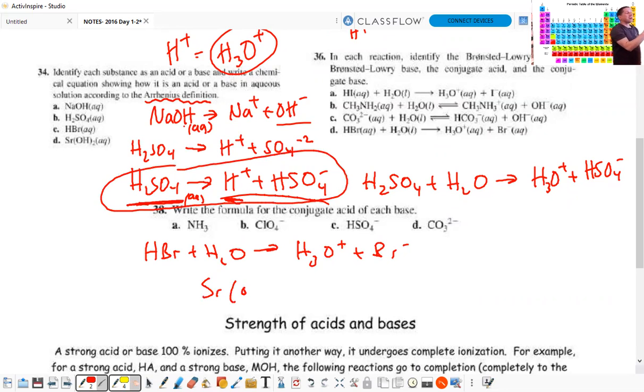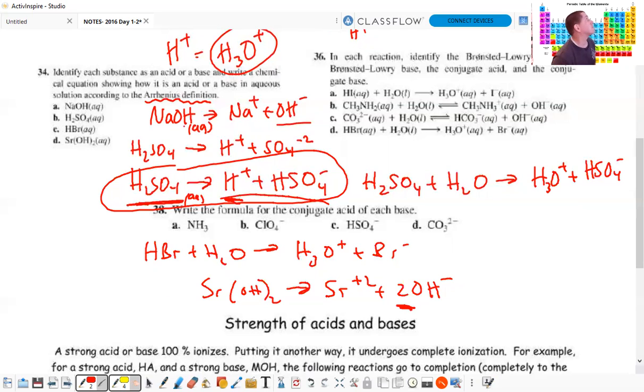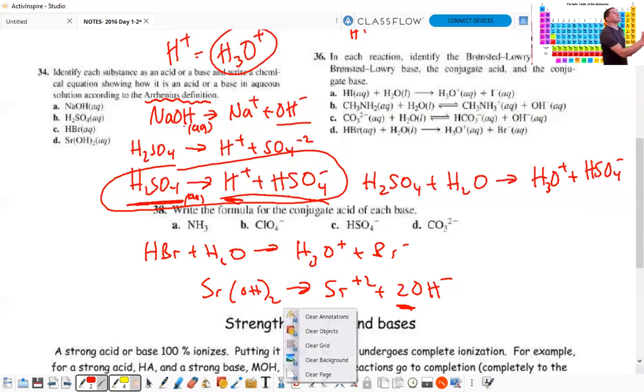And then strontium hydroxide, again, a hydroxide base. You don't add it to water. Well, we do the stoichiometry. You could lose 2 hydroxides at a time. That's right from your book.